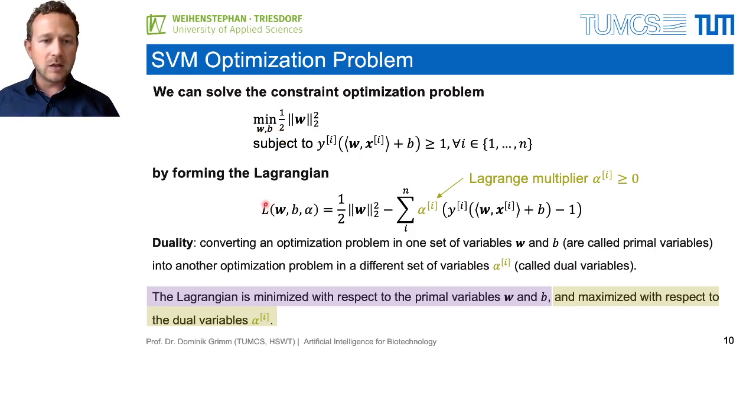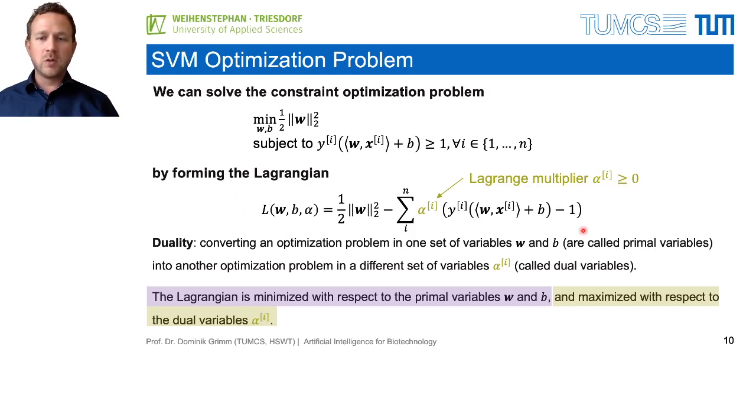L is here not the loss, it's the Lagrangian, and it is 1/2 of the squared L2 norm of w, so this part here, minus the sum over all training instances of this part here. Then we introduce an additional variable called the Lagrange multiplier, alpha i. The Lagrange multiplier always has to be equal to or greater than 0. And then we have the so-called Lagrangian.